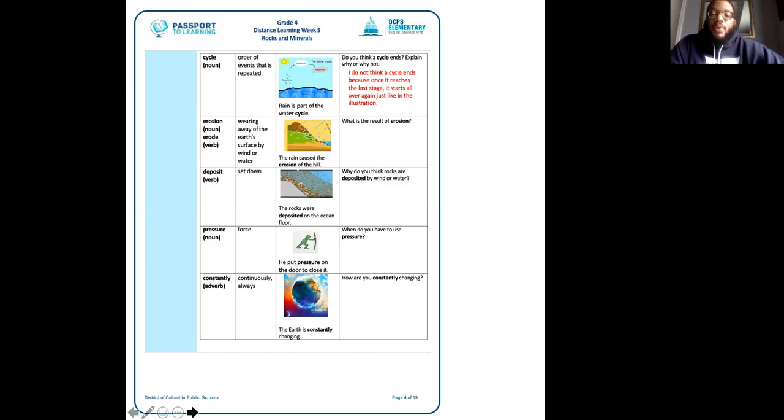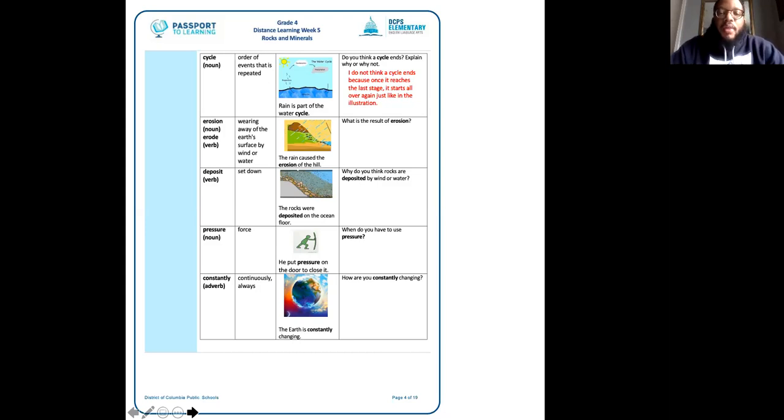All right, the next word is erosion. Can you guys say that with me? Erosion. Excellent. So erosion is actually the wearing away of the Earth's surface by wind or water. Once again, erosion is the wearing away of the Earth's surface by wind or water. So that's the noun form of the word. If you want to turn that into a verb, the verb would just be erode. So if something erodes, it's wearing away.